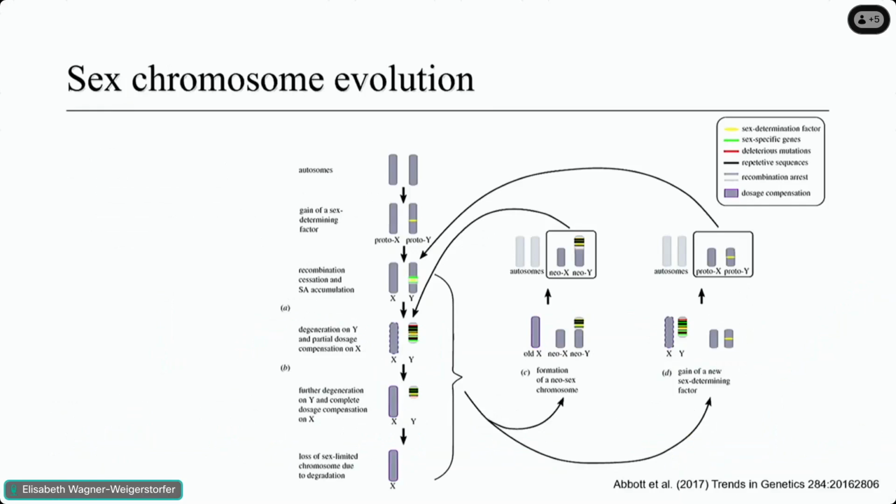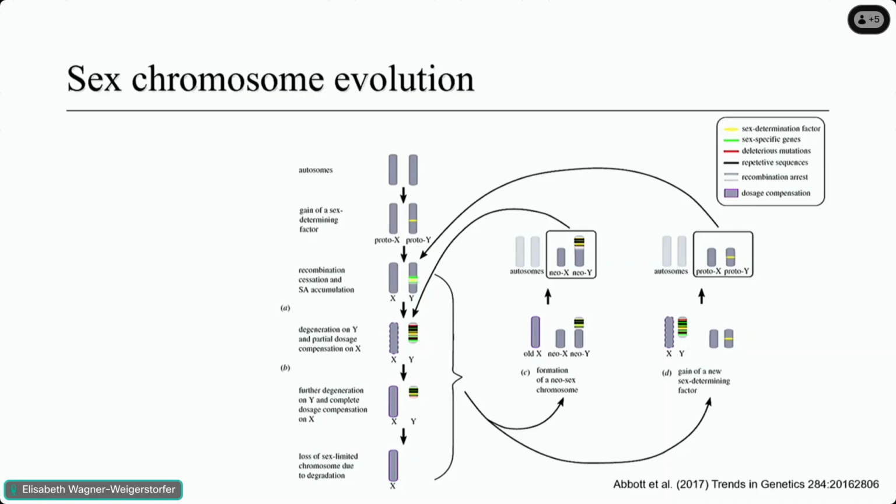So we think that you start off with a pair of autosomes, and this could be either in a hermaphroditic species that transitions to having separate sexes, or it could be in a species that has, say, temperature-dependent sex determination and switches to genetic sex determination. So the starting point could be different, but we think that it's a similar sort of process all the way through, that you have a sex-determining locus that arises on the proto-Y in this example.